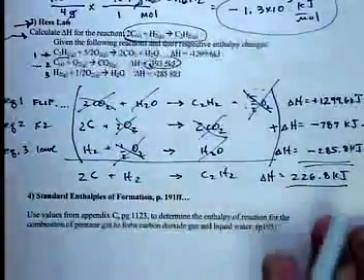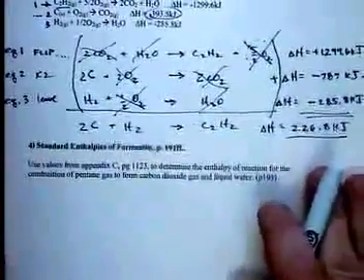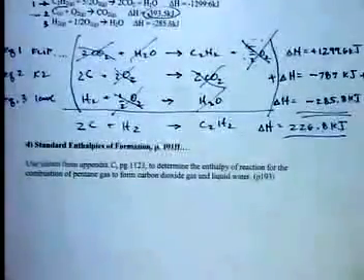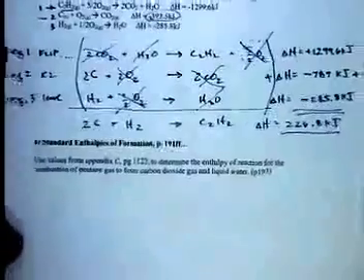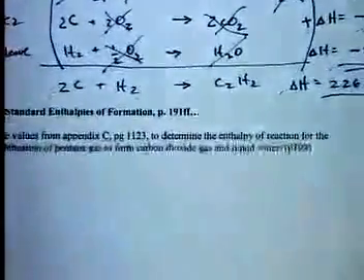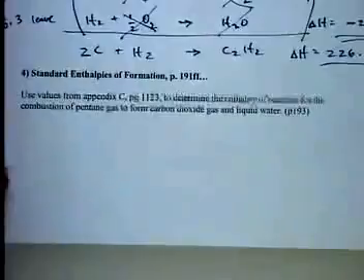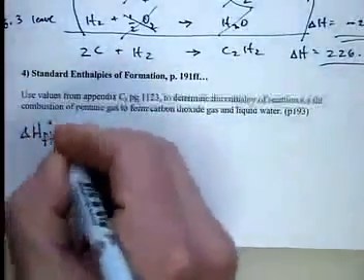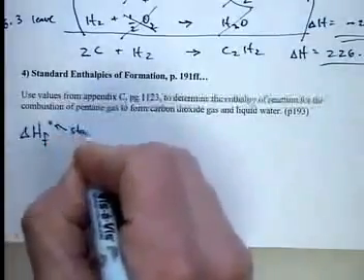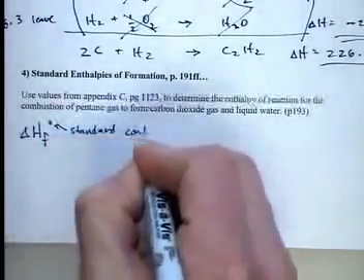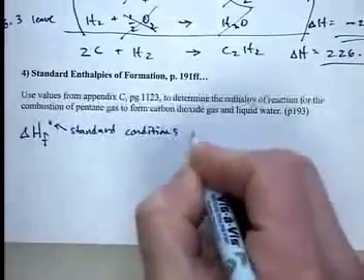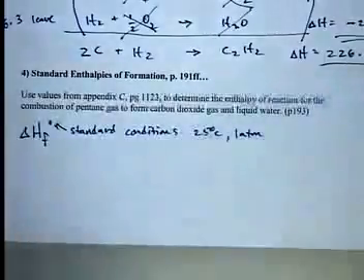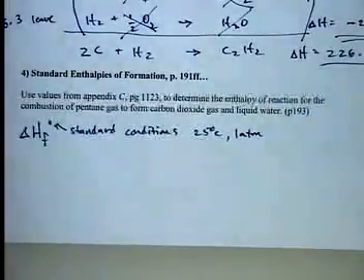The fourth way to find enthalpy for a process is to use the standard enthalpies of formation. The standard enthalpies of formation are symbolized by delta HF with a little circle. The little circle means standard conditions. Standard conditions for thermochemistry are 25 degrees Celsius, 1 atmosphere, and usually 1 mole of the substance that's created.